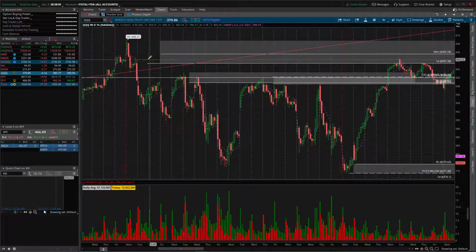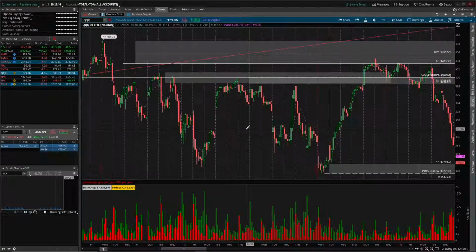Alright, so it was during this time where we had a bunch of overhead supply, and we were stuck in this big range. So what happened here was every time price would approach the key level 400, and then this overhead 1 hour supply, and then eventually 4 hour supply, price would just simply bounce in the opposite direction.